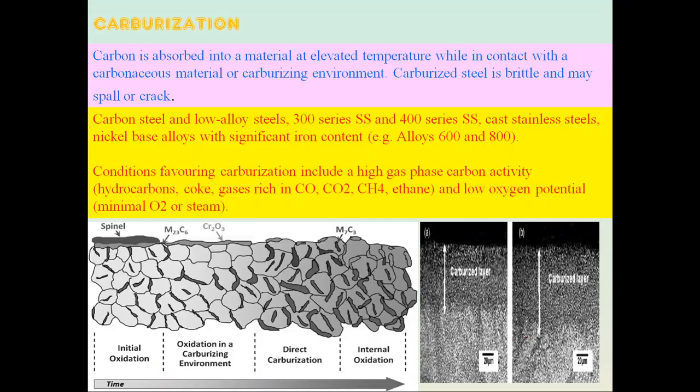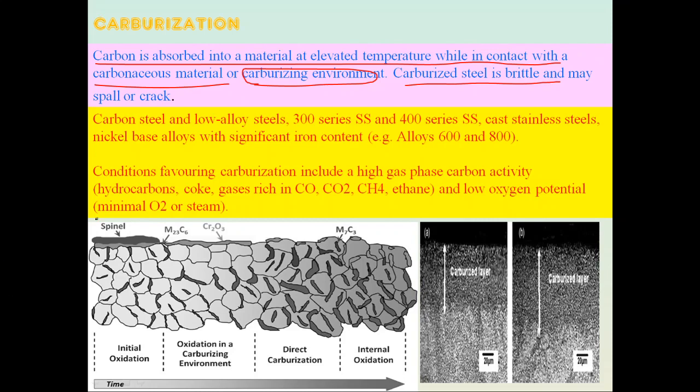Now next is carburization, another form of high temperature corrosion, which we also call dry corrosion. Here in carburization, as I told earlier, carbon is absorbed into the metal at elevated temperatures while in contact with a carbonaceous material or carburizing environment. The carburizing environment is important here, and carburized steel is brittle and may spall or crack.